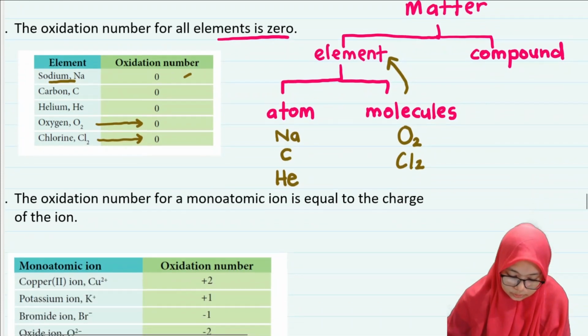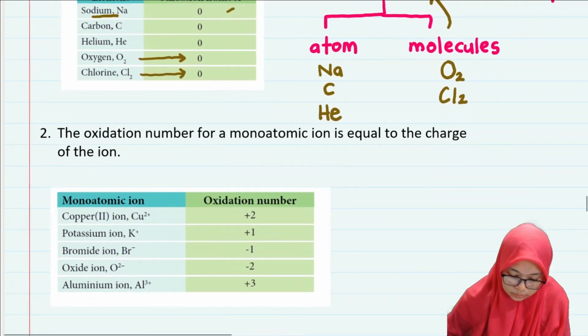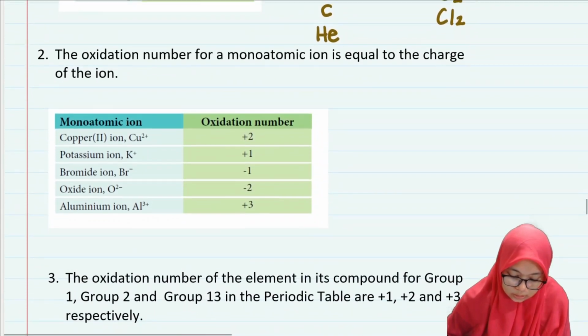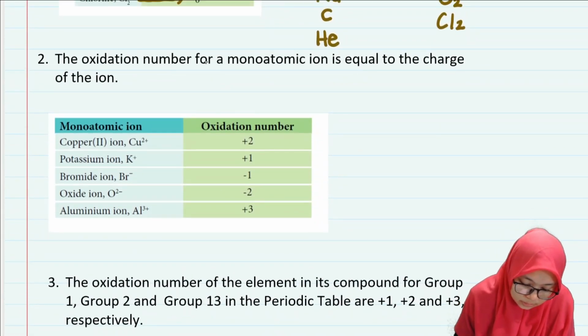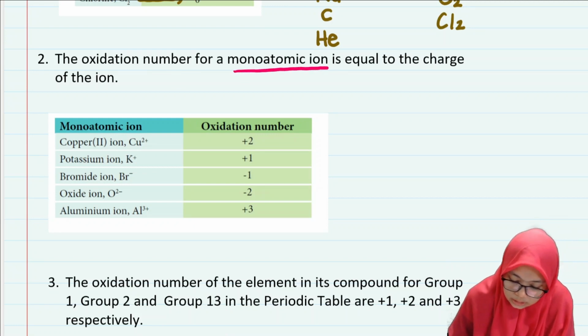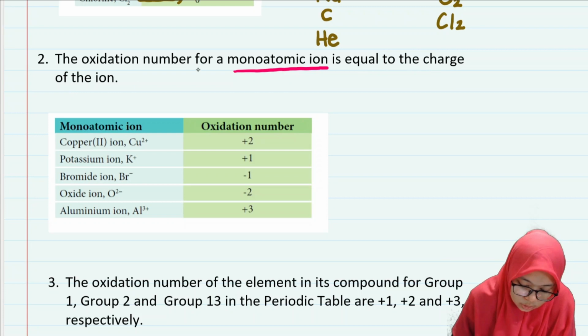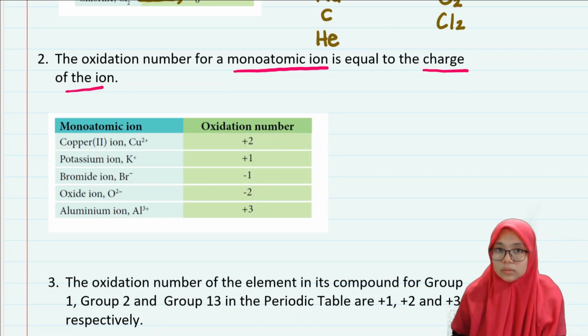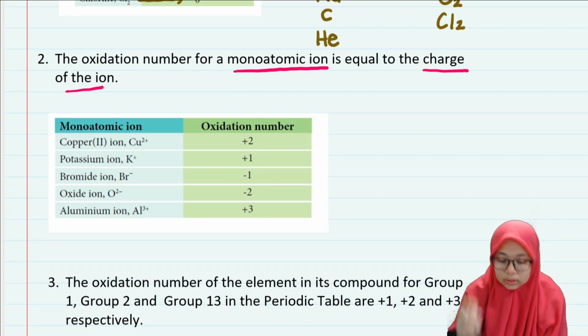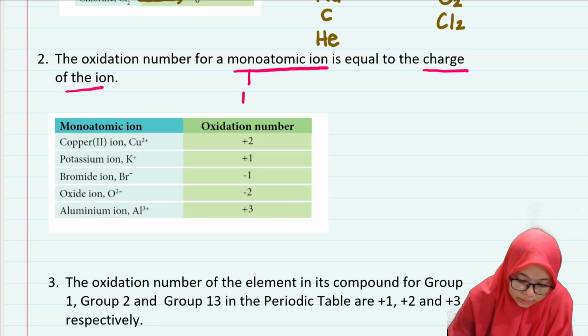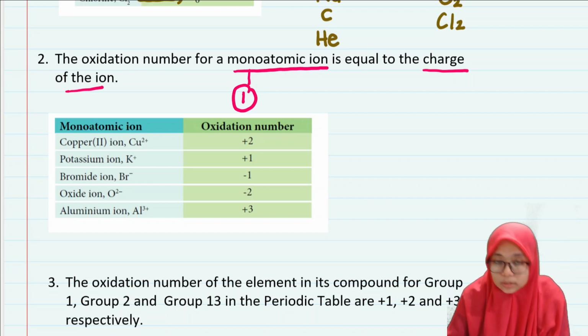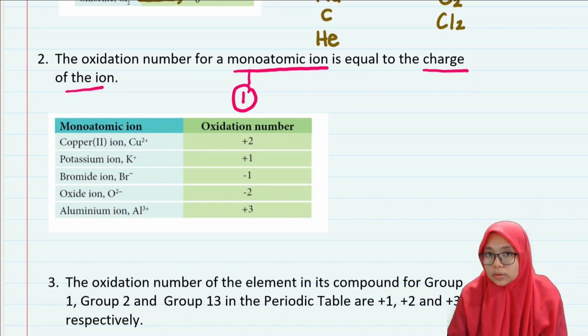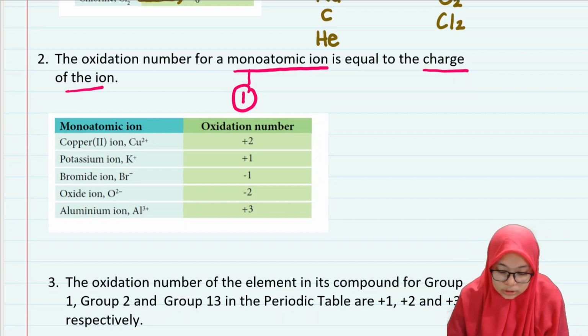Now let's look at the second rule, where it says the oxidation number for a monoatomic ion is equal to the charge of the ion. What does it mean by monoatomic? Mono means one, so monoatomic ion means the atom has changed to an ion. So it is equal to the charge of the ion.